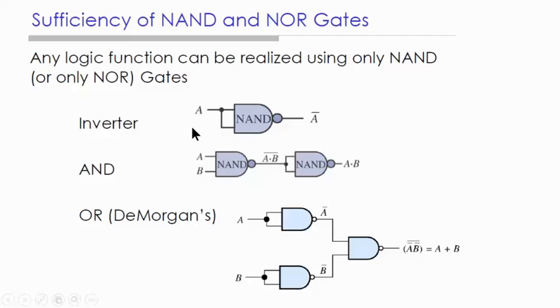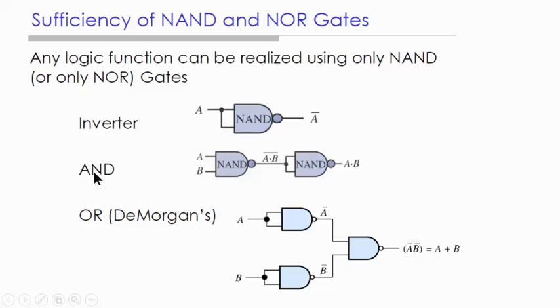And sufficiency of NAND and NOR gates. So you just need NAND gates or NOR gates to construct everything, basically. Here's an example. Any logic function can be realized using only NAND or NOR gates. So if you want an inverter, you just need a NAND gate. You just short these two inputs of the NAND gate, right? And the output will be A prime.